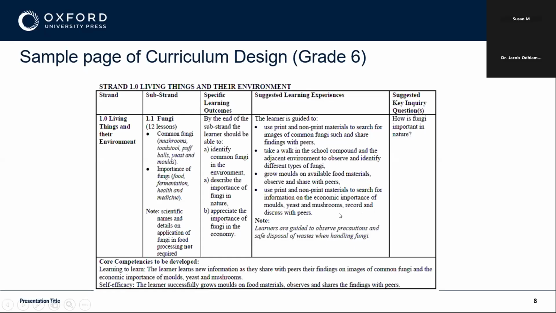And then let's look at the last bullet where you are supposed to discuss the economic importance of fungi. The importance of molds, yeasts, and mushrooms is given. Then if there's any other fungi which is common in your area, you can include it in the discussion.